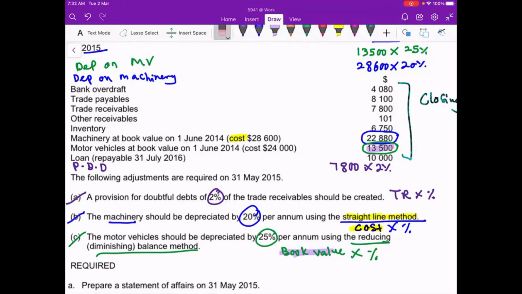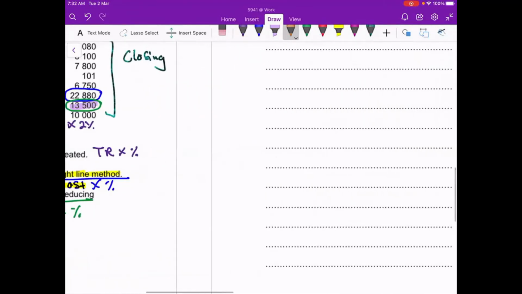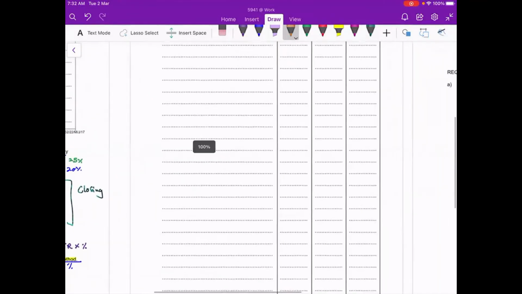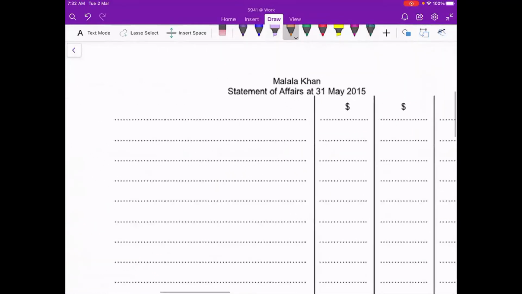Now I'm going to check what the question requires us to do. First one, the question asked me to prepare the statement of affairs. The statement of affairs should show the total capital. So the purpose of doing the statement of affairs is to calculate the total capital. We want to calculate how much the total capital is. Okay, now this is my statement of affairs. It will start with non-current assets.